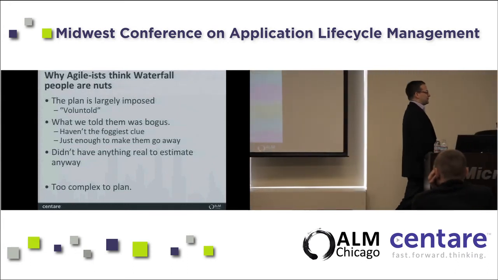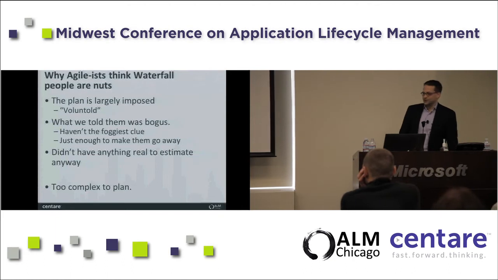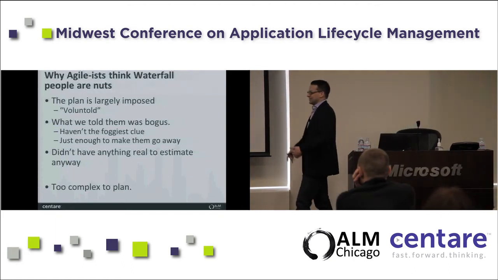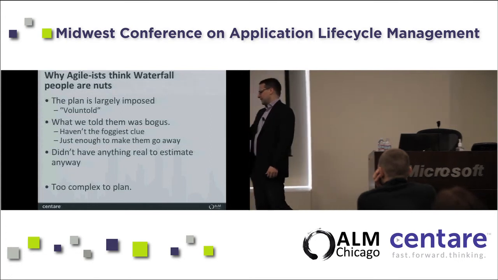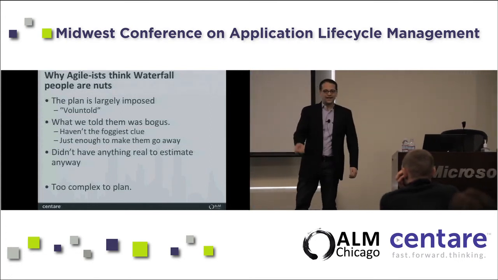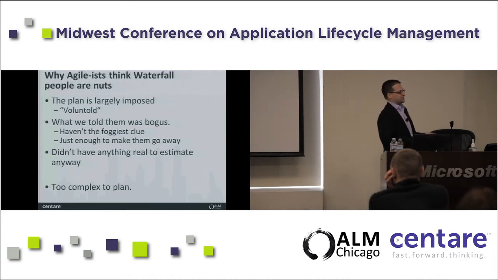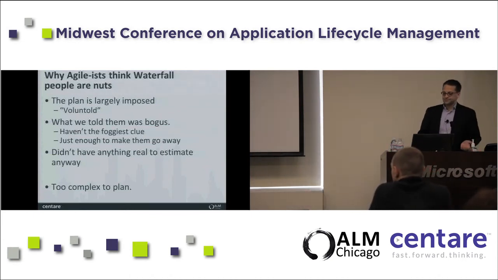Voluntold. So basically what we told them was absolutely bogus. We don't know. I mean, even if we're doing Agile, we still have no idea. Our estimation is just sort of group planning with planning poker, and it still can be wildly off. But it's the best that we can actually try to do.